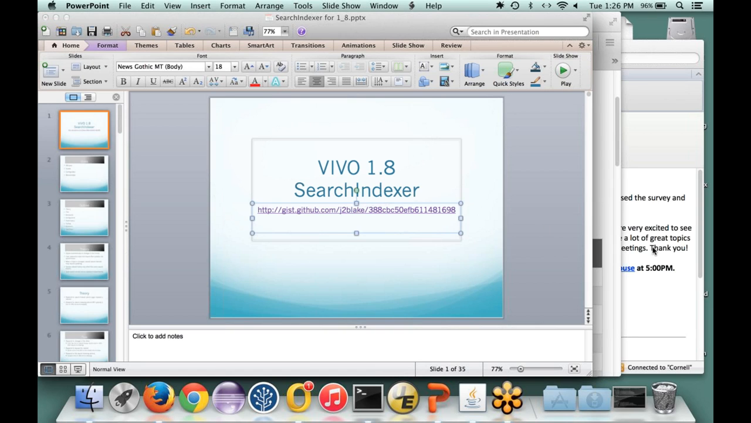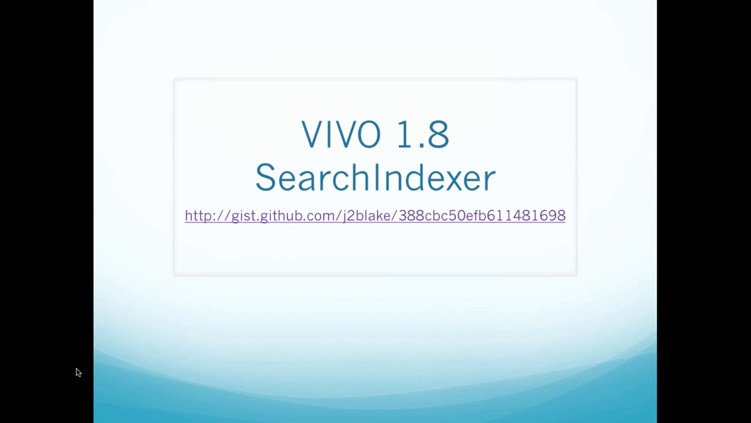Okay, so let me see. I just threw in the chat window a link to the wiki page for the VIVO 1.8 search indexer, and the wiki page actually contains nothing but an upload of this presentation, plus a link to this gist that is mentioned here in the first screen. Let me go to talk mode. Can you see the gist? Let's give it a try.